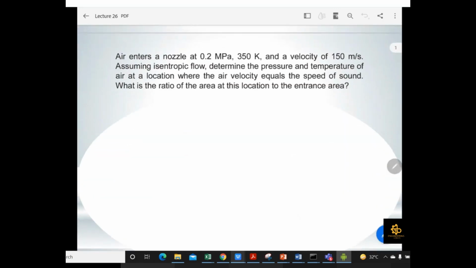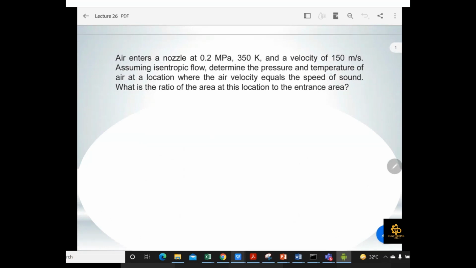Okay, because your problem statement mentions that you have to determine the pressure and temperature of the air at a location where the air velocity is equal to the speed of sound. I already told you that whatever your geometry is, if it is a converging-diverging nozzle, the throat is where your converging section ends and your diverging section begins, and that throat area is star. At that point, your speed of sound is equal to your local velocity. So we can simply say that this is your critical point.